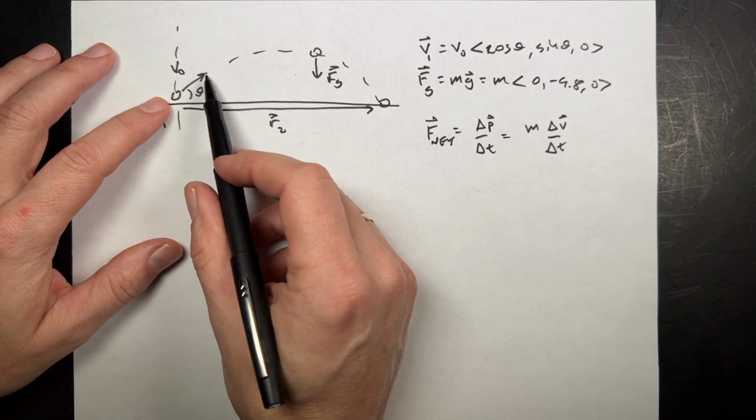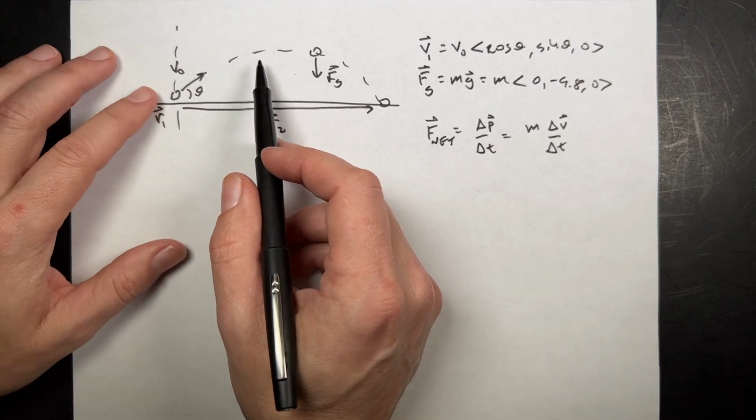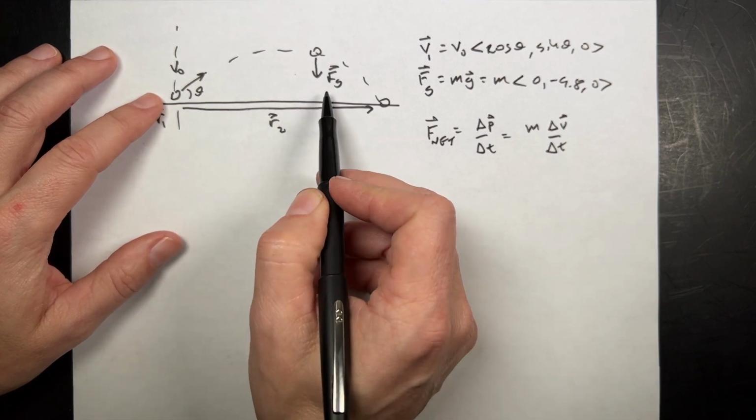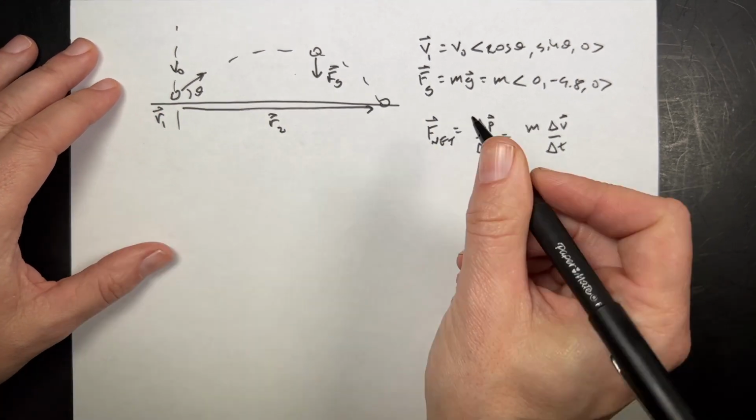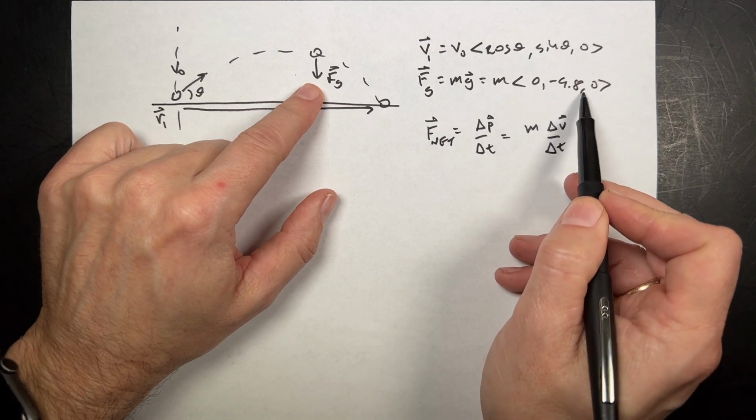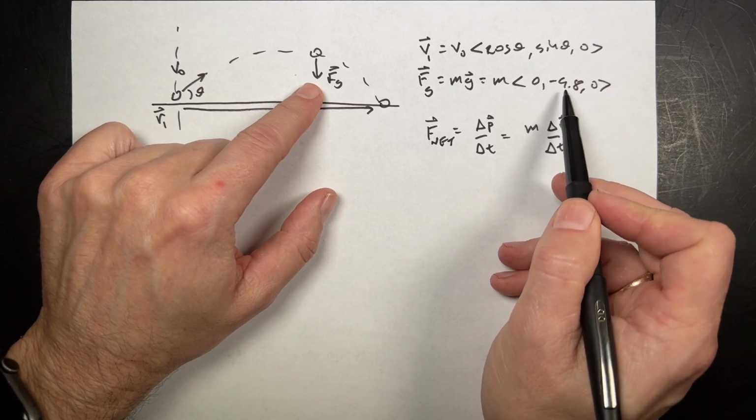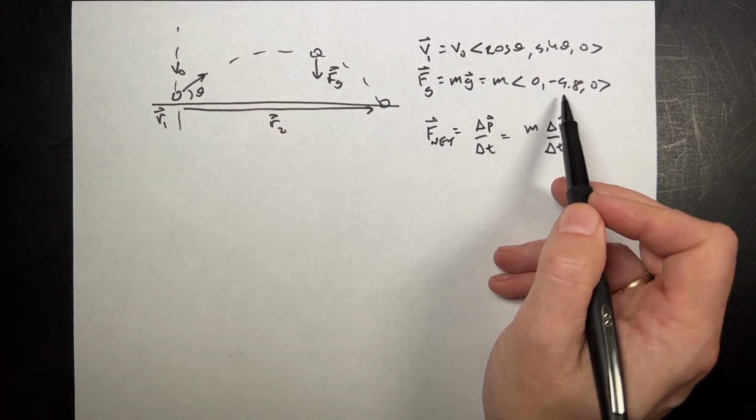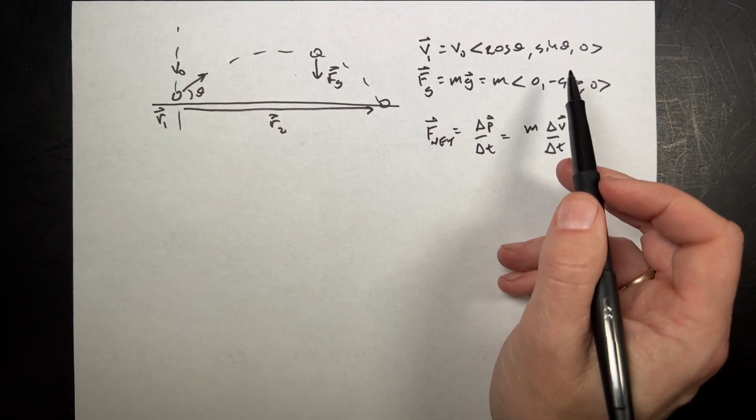Once it leaves the hand, let's assume for now that the only force acting on it is the downward gravitational force, Fg. So the gravitational force is mass times this vector 0, negative 9.8. We often call 9.8 g. So this is 0, negative g sometimes.